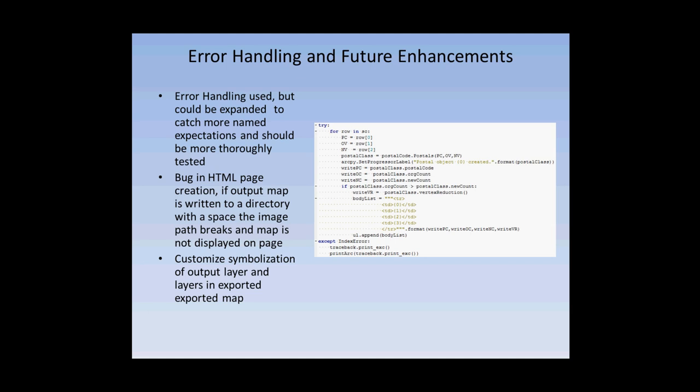Another feature enhancement I'd like to do is customize the symbology of the output layers and the exported map to give the user a better idea of what they're looking at. So that is my script tool for my GIS540 project, and thank you very much. I hope you enjoyed it.